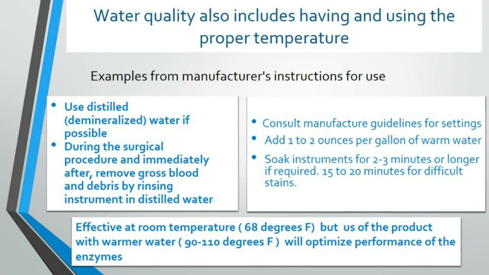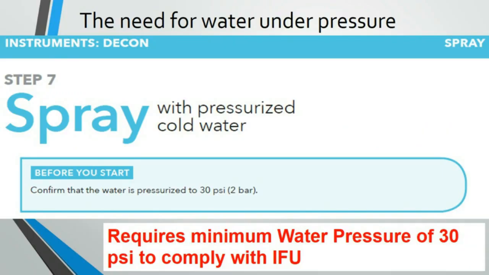Effective at room temperature, which is 68 Fahrenheit, but use of the product with warmer water, 90 to 110, will optimize performance. So there you go. That is a manufacturer specifically saying if you use this at a specific temperature, it will work better for you. Here is a little piece from an Intuitive IFU, and it talks about water under pressure. Confirm that the water is pressurized to 30 PSI or 2 bar. So if you are processing a da Vinci Xi instrument and you do not have your water pressure at 30 PSI, you're not actually following their instructions for use.